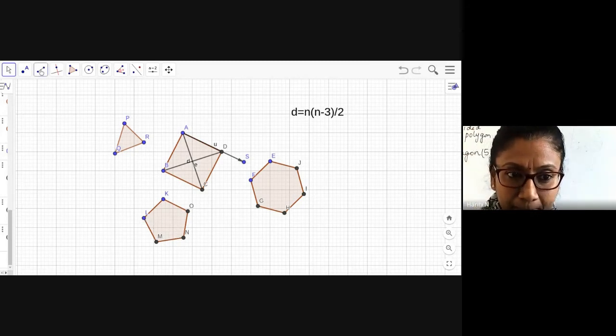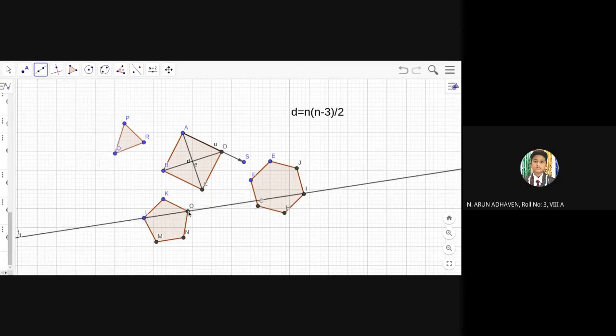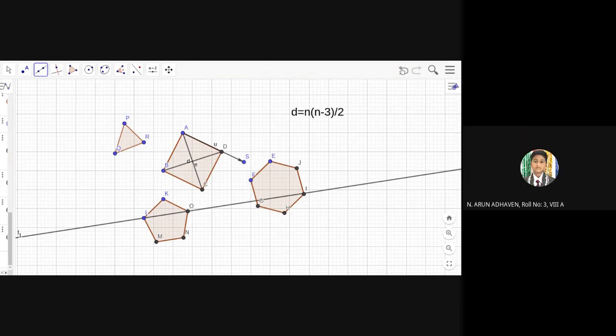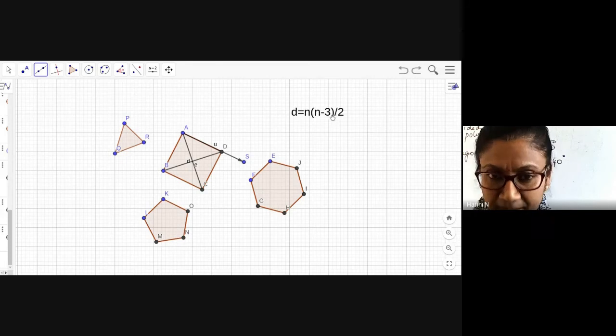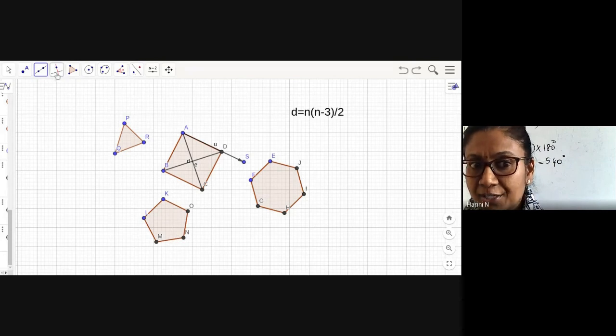When you draw the diagonals, it should be like this. You will see that when we join the non-consecutive vertices, the number of non-consecutive vertices is equal to the number of diagonals here. What is the doubt, Arun? Ma'am, will it be the same for all polygons or only for certain polygons? For any n-sided polygon, if your n is 4, apply this formula. If your n is 5, again apply this formula. If your n is 22, also you can apply this formula. Whatever be the n, this formula will allow you to calculate the number of diagonals. Got it?